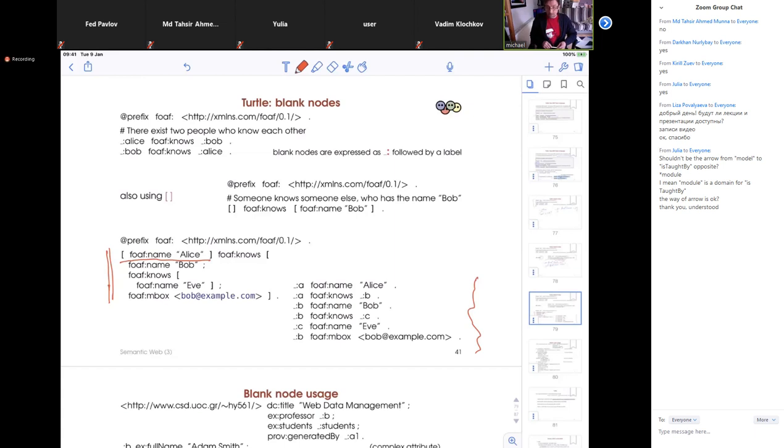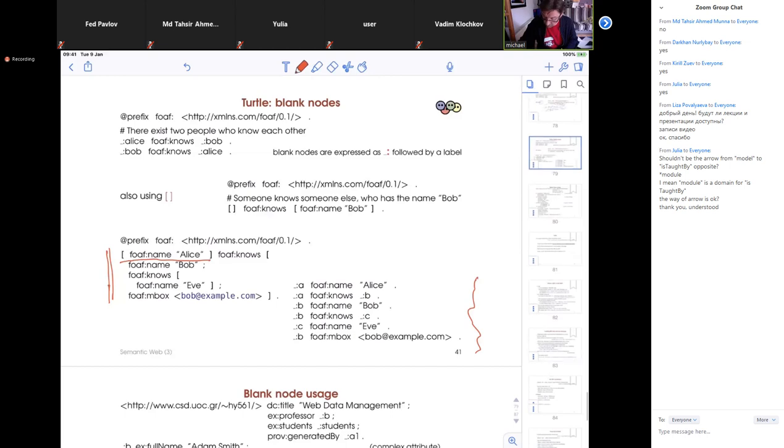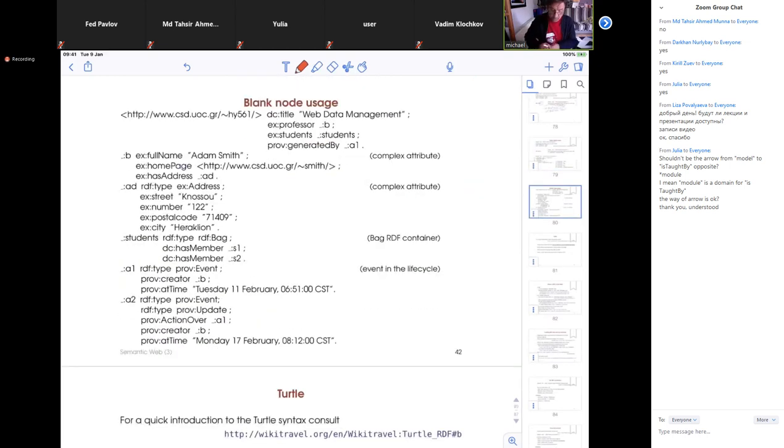Now, what are the uses? What is good practice for using blank nodes? Here, I have a few examples in this document. Let's have a look. Here we have a URI. It's a resource, and it's the subject of the following triples. The title is Web Data Management. Probably it's a module.